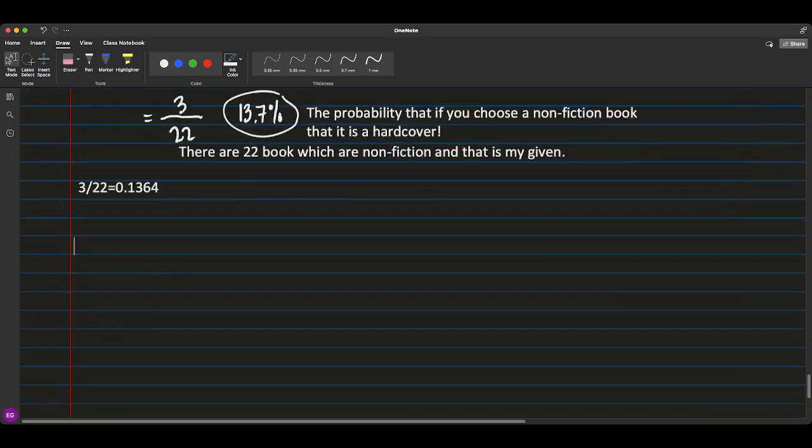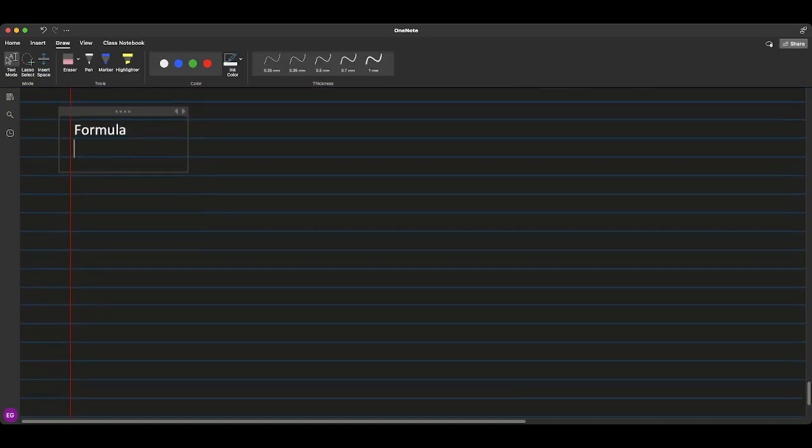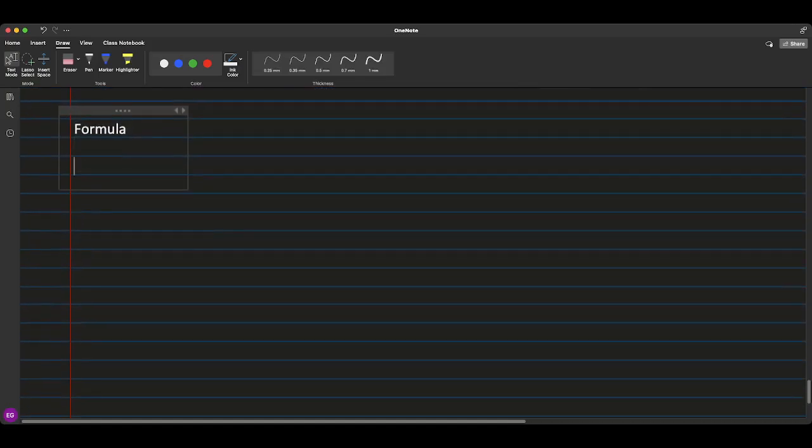So let me give you an example now where we use a formula to do this. The formula to do this, the probability of A given that B, is written as the probability of A and B divided by the probability of B.